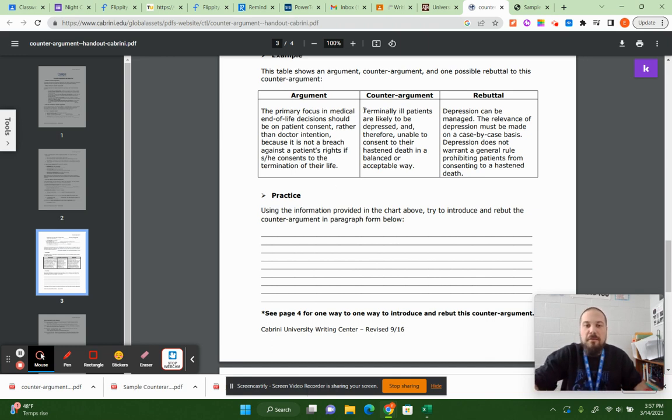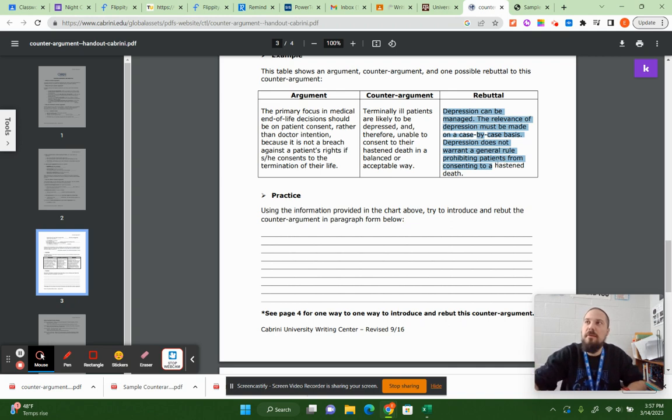Well, this: terminally ill patients are likely to be depressed and therefore unable to consent to their death in a balanced or acceptable way. So, in other words, patients who are asking for physician-assisted death are people who are depressed typically. And so people who are not in a strong mental health space might not be mentally fit enough to make such a huge decision as I want to end my life. Okay. That's a strong argument. I actually have to think about how I'm going to respond to that. And now look at the rebuttal they give.